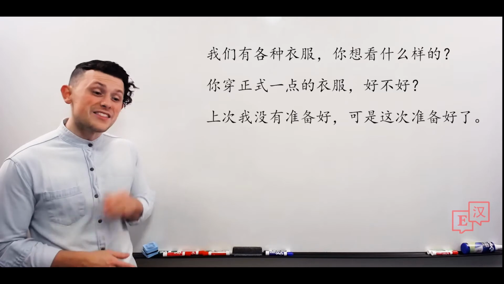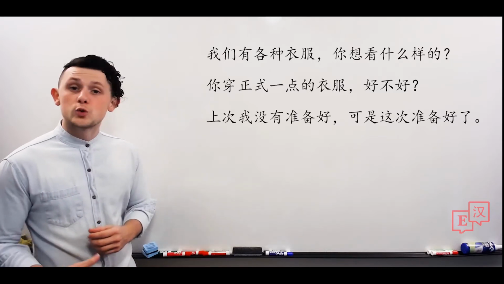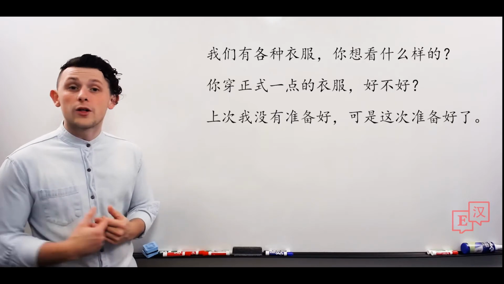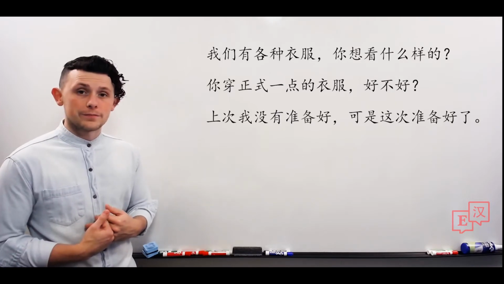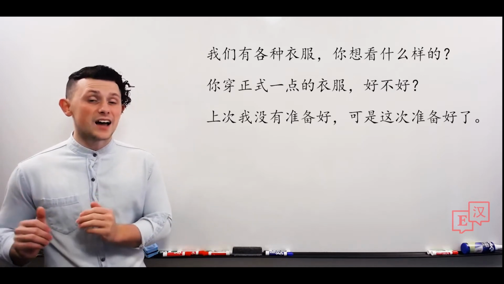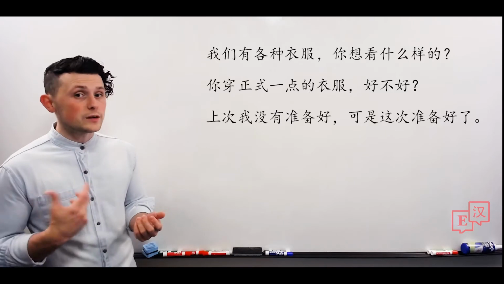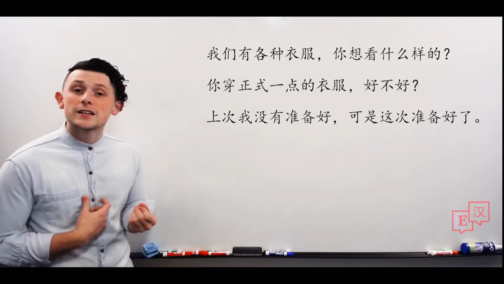Our next sentence. 上次我没有准备好。可是这次我准备好了。 So last time, I didn't prepare enough. However, or but, this time, I am prepared. I am well prepared. 准备好了, well prepared. So note, 上次 takes the meaning of last time, and that functions just like 上个月, last month, 上个星期, last week, 这个星期, this week.